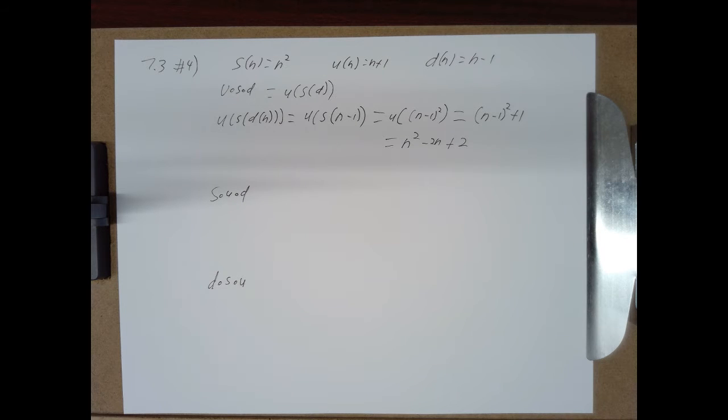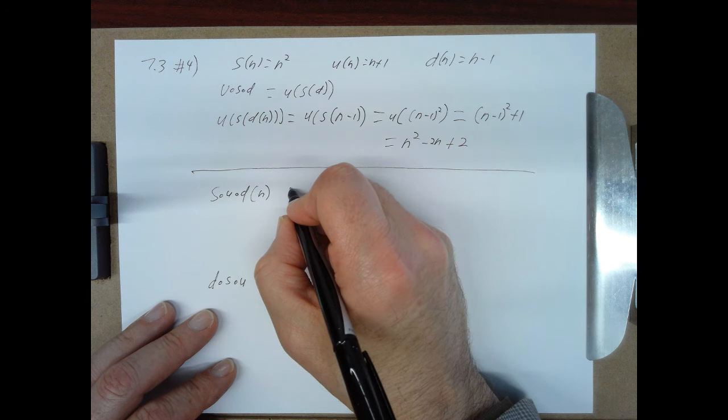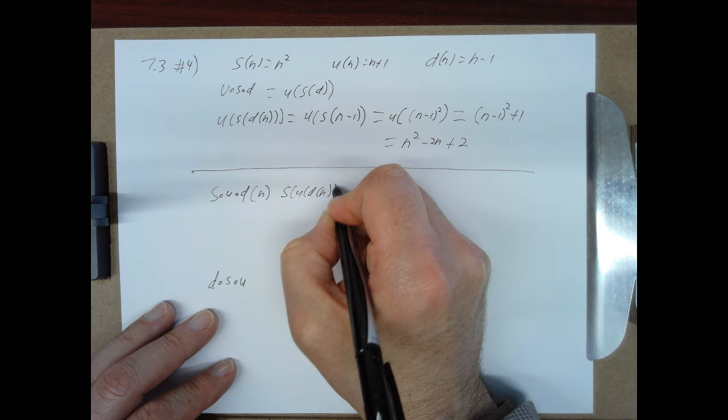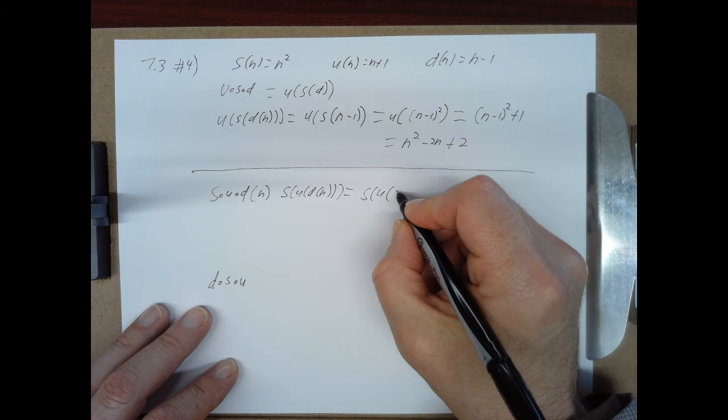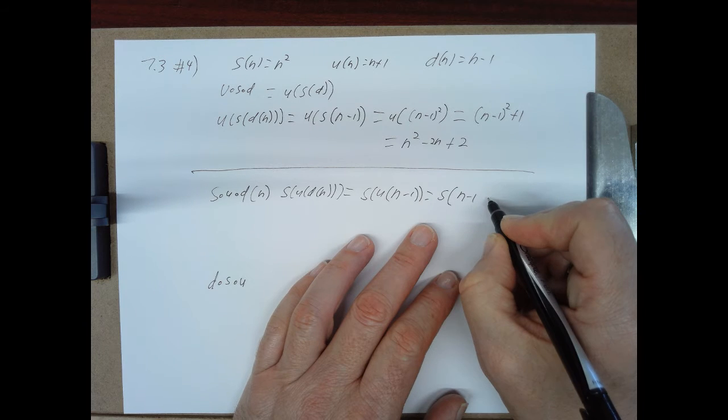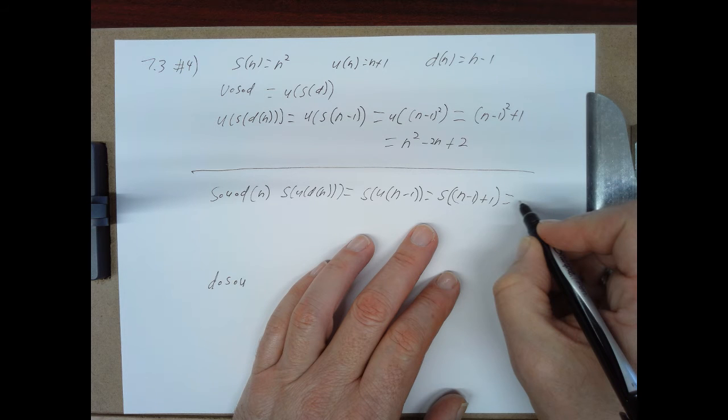And you just do the same thing. So s composed with u composed with d of n is s of u of d of n, which is s of u of, and d of n is n minus 1. And u of n is this thing plus 1, so it's n minus 1 plus 1, which is just s of n, which is just n squared.